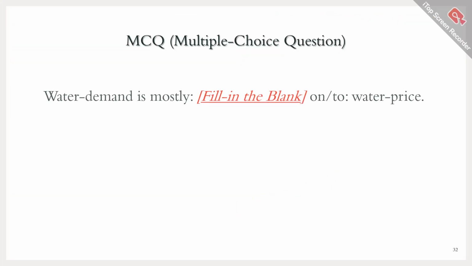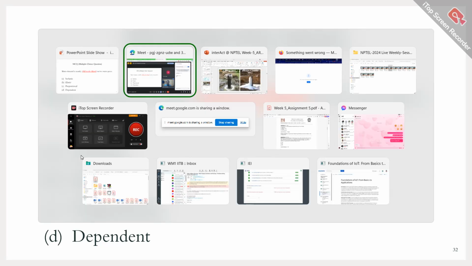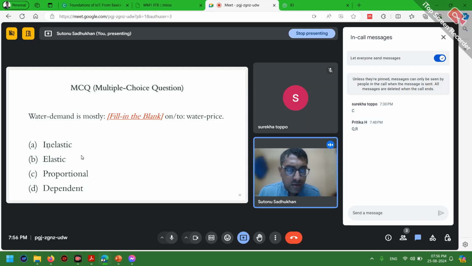we will move on to our next MCQ. Water demand is mostly dash to water price. You have to fill in the blank. A is inelastic, B is elastic, C is proportional, D is dependent. So what is the nature of the dependency or function of water demand on the water price? Water demand is a function of water price. You have to identify the nature of the function. Whether it is elastic, inelastic in nature, proportional, or just dependent. You cannot determine the exact nature of the function. So which option is correct? That you have to identify.